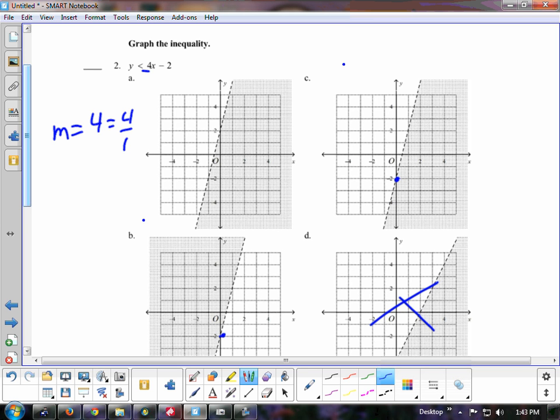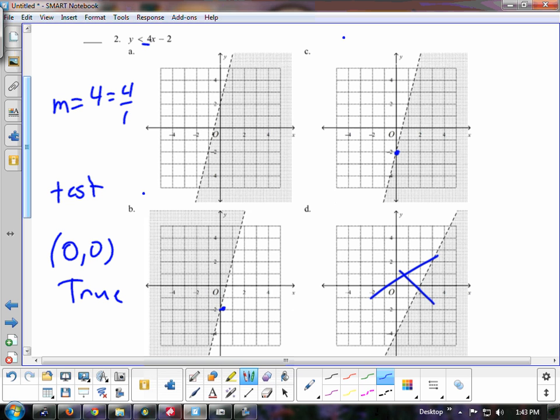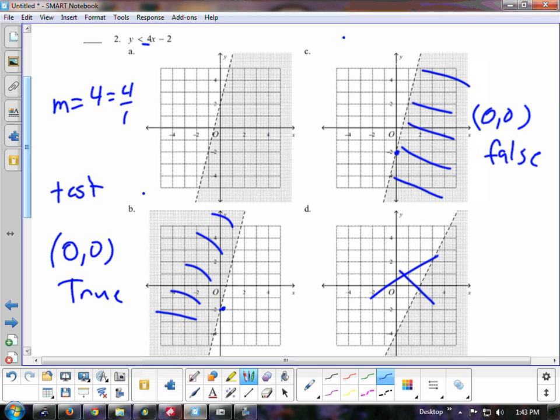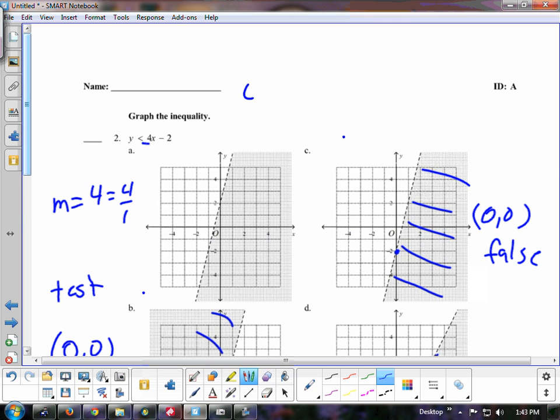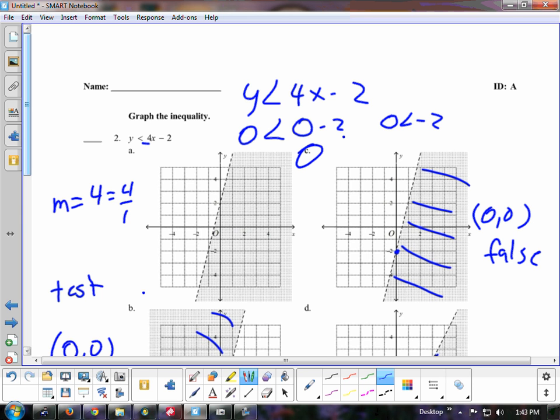So now we're just interested in the shading. So we have to test 0, 0. For this one, 0, 0 says it's true. This one over here, 0, 0 is false because it shades away from 0. And this one shades towards 0, so it's true. So let's test 0, 0. I take my original equation and put in a 0 for y, and a 0 for x. This is going to go to 0, minus 2. And it says 0 less than minus 2. That's false. So our answer is going to be choice C.